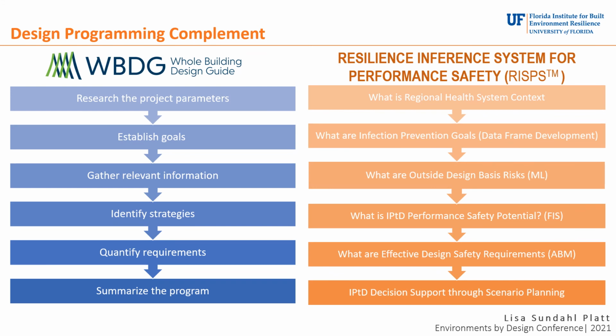So as a way to crosswalk architectural programming and using the artificial intelligence methods that comprise the RISPS process model, we can see the following relationships that offer a way to integrate predictive modeling into the architectural programming process that is driven by socio-ecological data frames. This approach can then be used to ask the following questions during each stage of the whole building design guide architectural programming process. So for example, the first step of researching the project parameters, a reasonable question would be asking what is the regional health system context that the healthcare facility exists in.